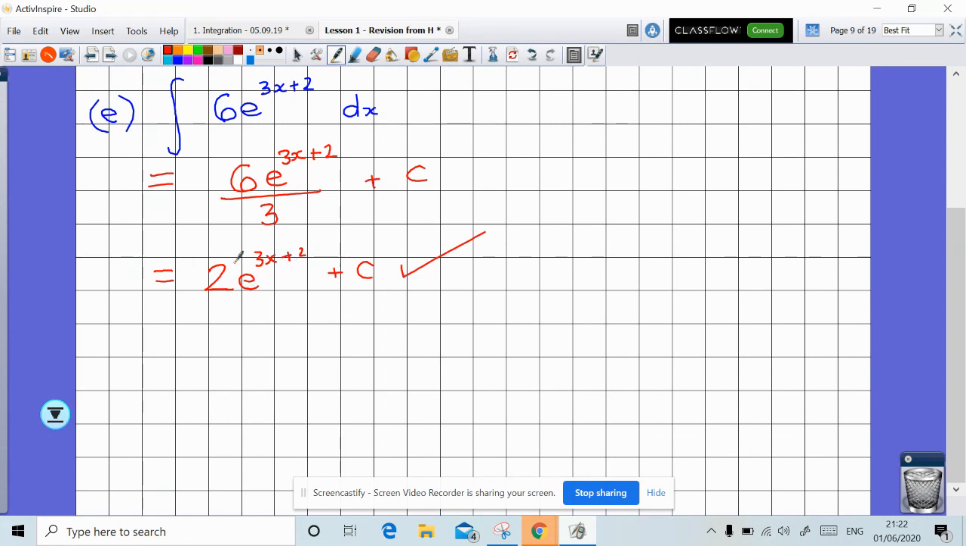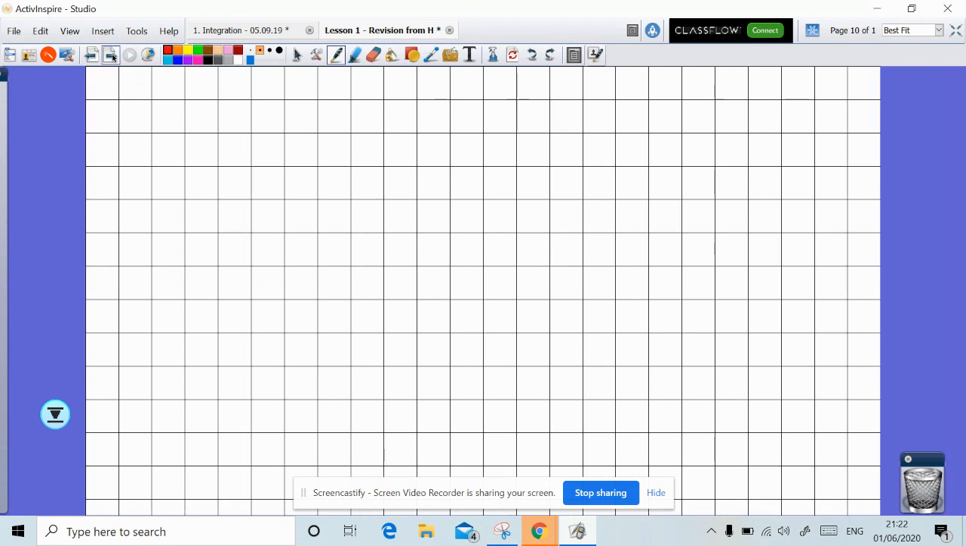Okay, and final, in fact I've got 2 more examples, sorry. I'm going to go through with you, F and G. So F is going to be the integral between the limits of 0 and pi over 8. It's going to be sec squared 2x dx.